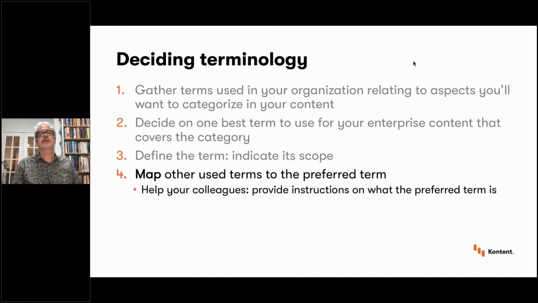And the final step is to take all those terms that you first gathered and to map them to your preferred term. So you've standardized on a term now, you've really clearly defined what it means, and you want to map these other terms that other people in your organization are using so that they know when they think about something in a certain way that they should be looking for this particular standardized term.